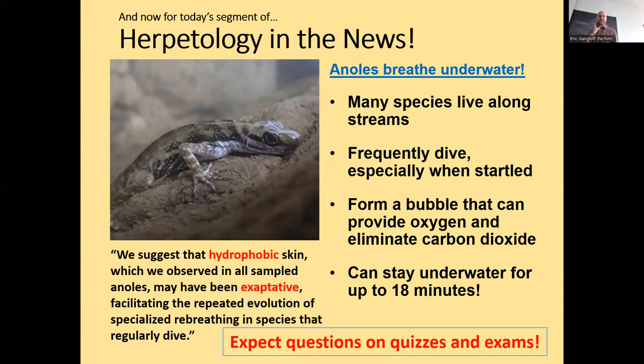And what's more fascinating about this study is, here's a quote from one of the researchers: we suggest that hydrophobic skin, so remember hydrophobic, all of you learned this in probably chemistry one or biology 120, right? You talked about hydrophobic, hydrophilic, lipid bilayers and all that stuff. These are molecules that do not mix well with water. So they have hydrophobic skin, which we observed in all sampled anoles, may have been exaptive, facilitating the repeated evolution of specialized rebreathing in species that regularly dive.